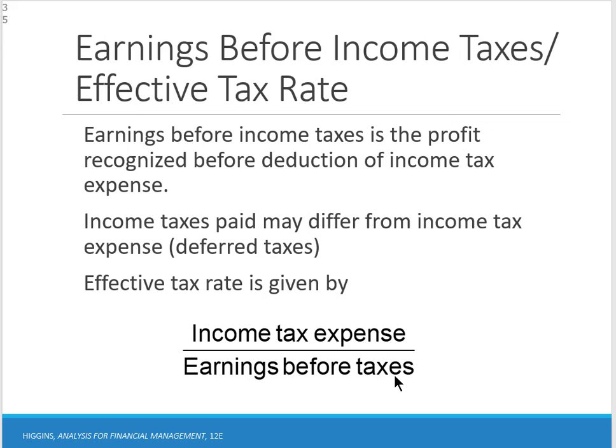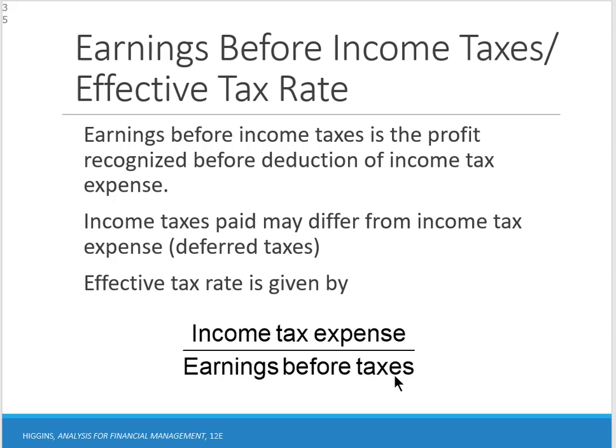Then finally, we have earnings before income taxes, right? So again, if you just take the income tax expense and divide it by earnings before taxes, we have what's referred to then as the effective tax rate, right? So again, all companies, depending on their income, have potentially different effective tax rates. But once you get over a certain level of income, ordinarily, everybody is going to have basically the same effective tax rate.